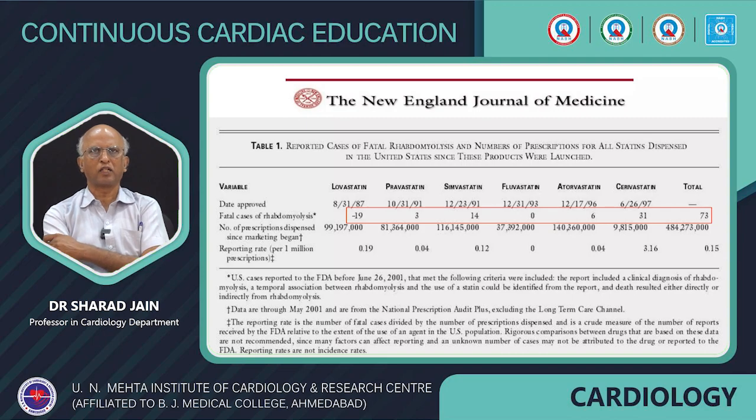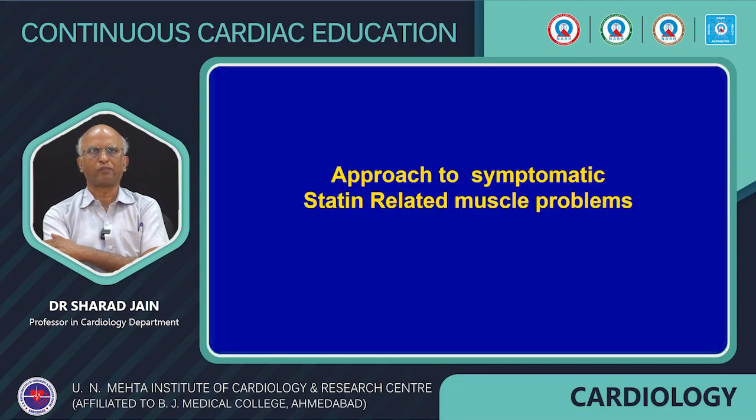If you see the New England Journal of Medicine publication, on the chances of getting fatal rhabdomyolysis, there are lakhs of patients who have been tried, and the rate of rhabdomyolysis with various statins varies from 0.919 to 0.04 and maximum up to 0.15. So, there is very little chance of getting rhabdomyolysis. Here you see hundreds of thousands of patients have been studied.